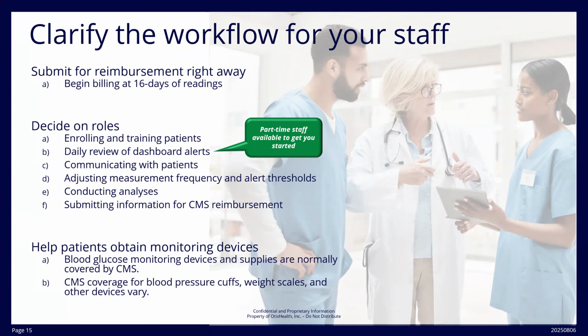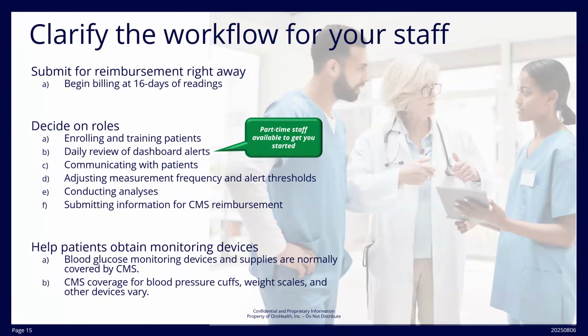Could be also that the patients are ready for an analysis. They've completed a 30-day cycle or the minimum 16 days of readings. You also need somebody that's going to communicate with the patients, adjust the measurement frequency and thresholds for alerts, do the analyses, and then submit information for CMS reimbursement. Now, again, this could be auxiliary for items A through E. It could be auxiliary staff. It could be anybody in the office that you've trained and that's under your supervision to conduct this work. It could be even part-time staff. It could be anybody on a laptop that has the ability to get online at home and use the RPM platform. So this gives you a lot of flexibility as a practice of how you use your staff to accomplish this goal.